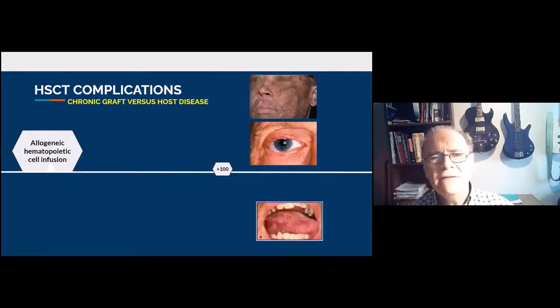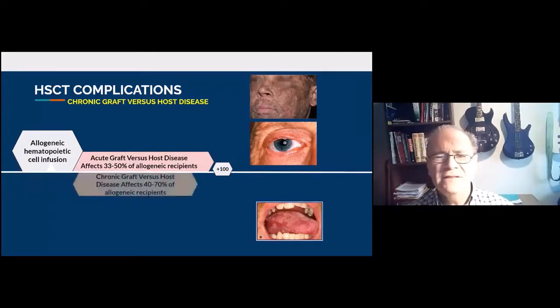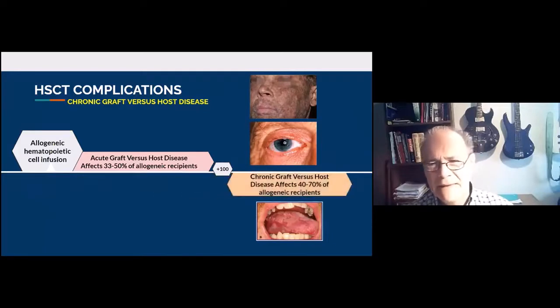Chronic graft-versus-host disease in allogeneic hematopoietic stem cell transplant appears after the 100th day and affects up to 70% of patients. Once again, chronic skin lesions, eye lesions, dry eyes like Sicca syndrome, or chronic lesions in the mouth and tongue.